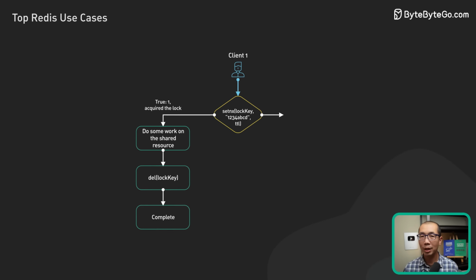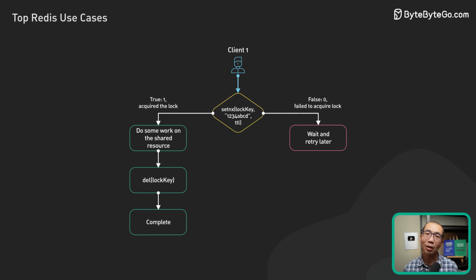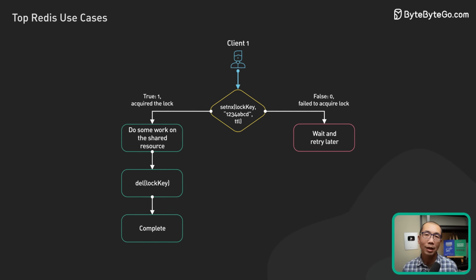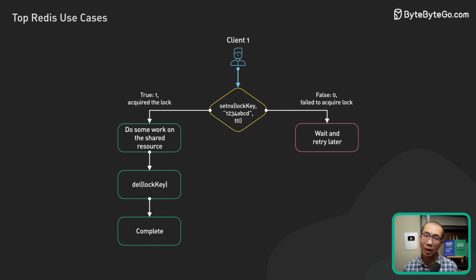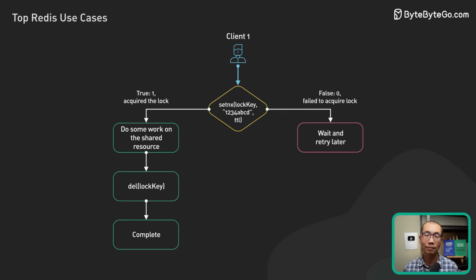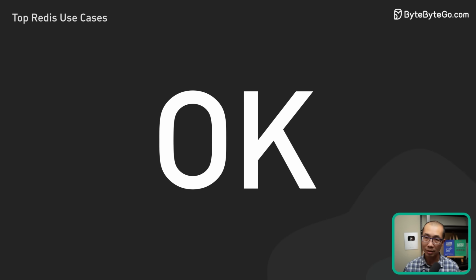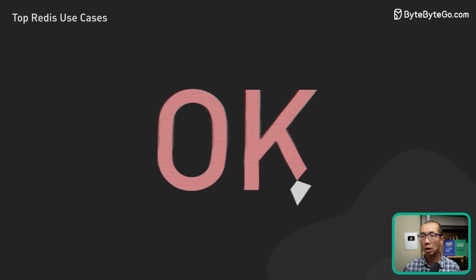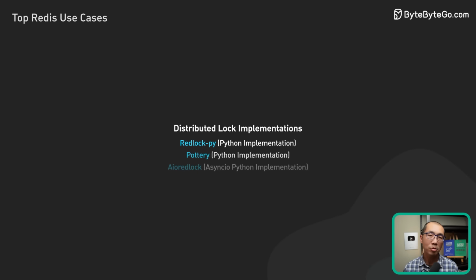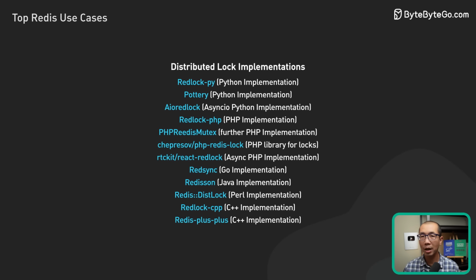Now, if the key was already set, the SETNX command returns 0, indicating that the lock has already been held by another client. In this case, Client 1 waits and retries the SETNX operation until the lock is released by the other client. Note that this simple implementation might be good enough for many use cases, but it is not completely fault-tolerant. For production use, there are many Redis client libraries that provide high-quality distributed lock implementation built right out of the box.